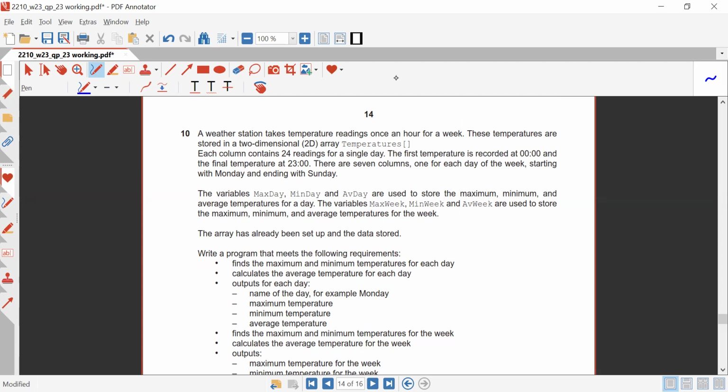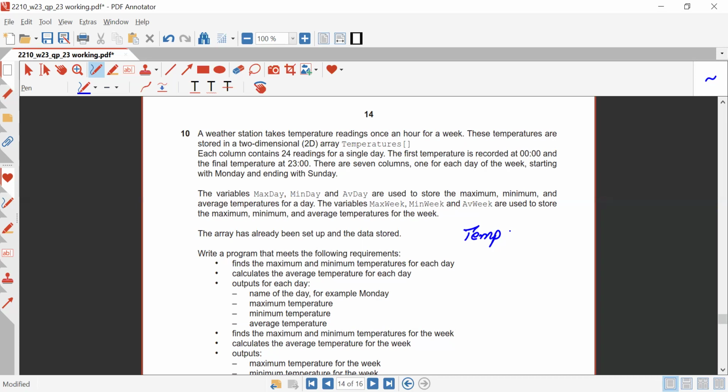Now it says a weather station takes temperature readings once an hour for a week. So there is a weather station that is taking temperature readings once an hour for a week. These temperatures are stored in a two-dimensional array, temperatures. Each column contains 24 readings for a single day. The first temperature is recorded at 0, 0 and the final temperature at 23, 0. There are 7 columns.